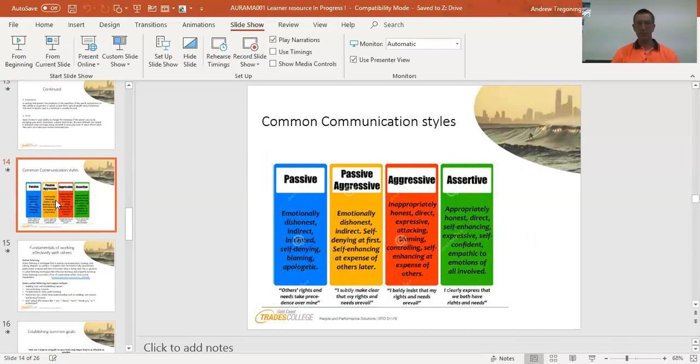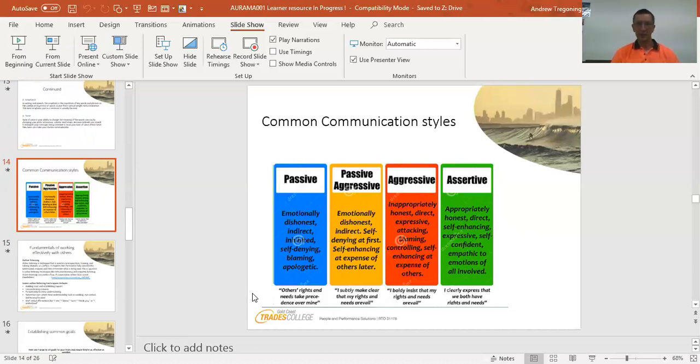On to the next tile here, common communication styles. Now we mentioned this a few moments ago. We have passive, passive-aggressive, aggressive, and assertive communication styles. A passive communication style would be typically emotionally dishonest, indirect, inhibited, self-denying, blaming, and apologetic. As an overview, you can see in small text at the bottom here, others' rights and needs would take precedence over mine. That would be a passive communication style.